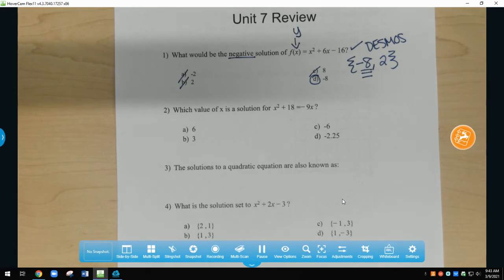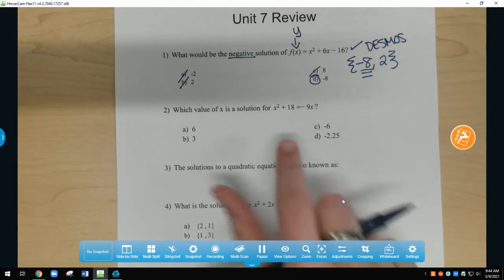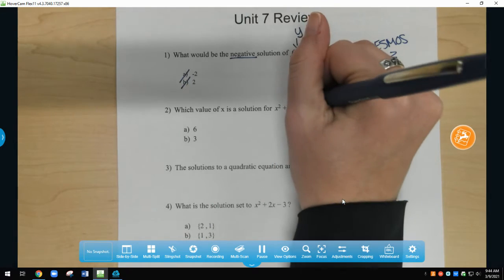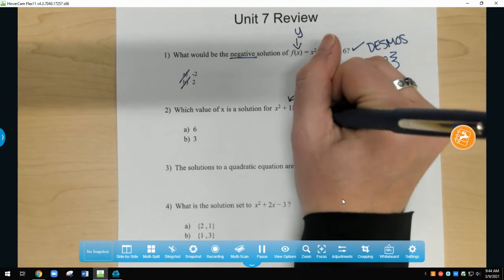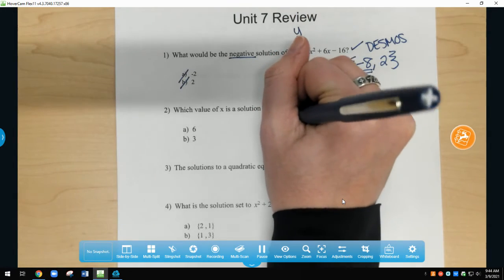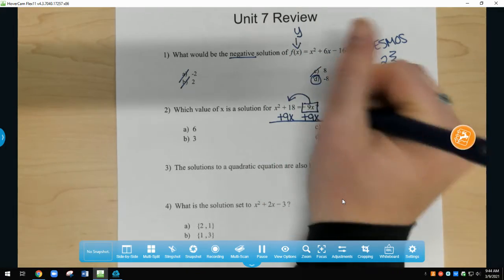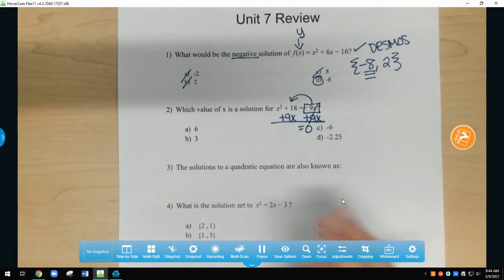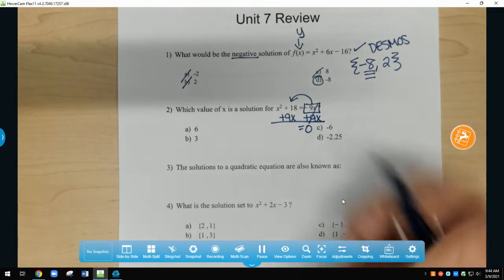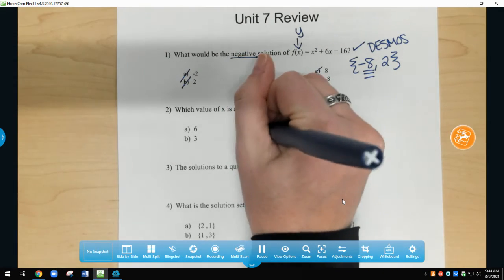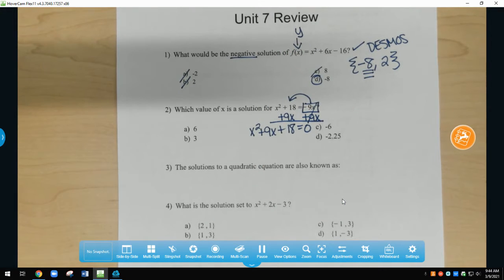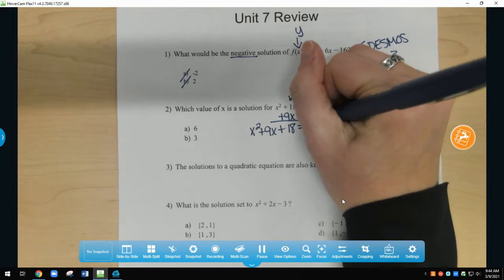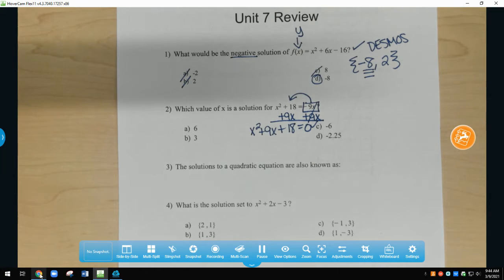Okay, which value of x is the solution for x squared plus 18 equals 9x? So this one's not equal to 0, so I need to box up the -9x, move it over. So I'm going to add 9x. So now it's going to equal 0. The 9x can't combine with any of these, so we're going to have x squared plus 9x plus 18 equals 0. Now I can check it in Desmos.